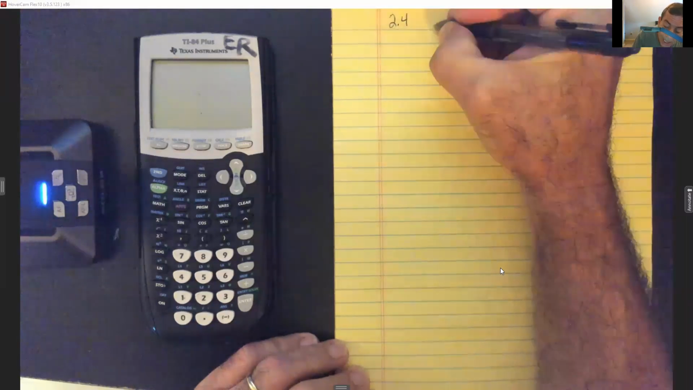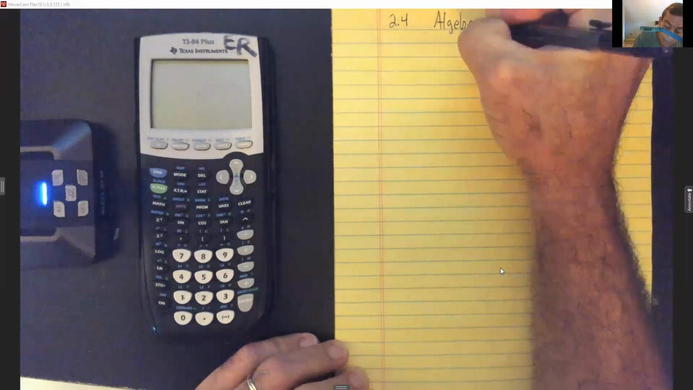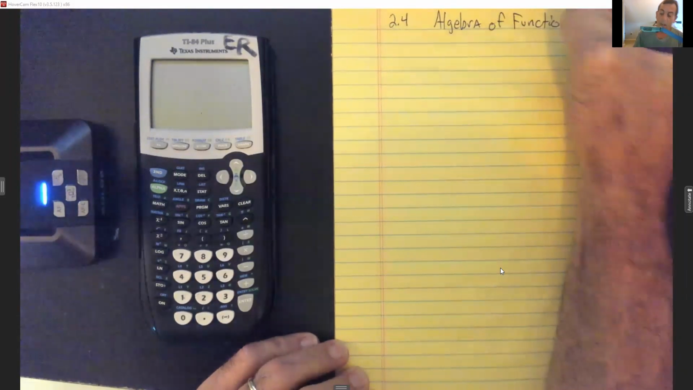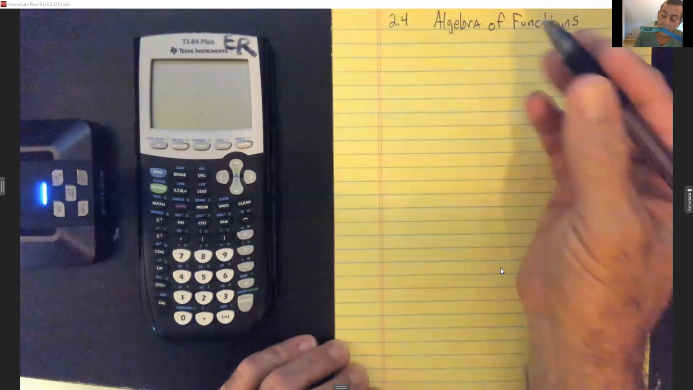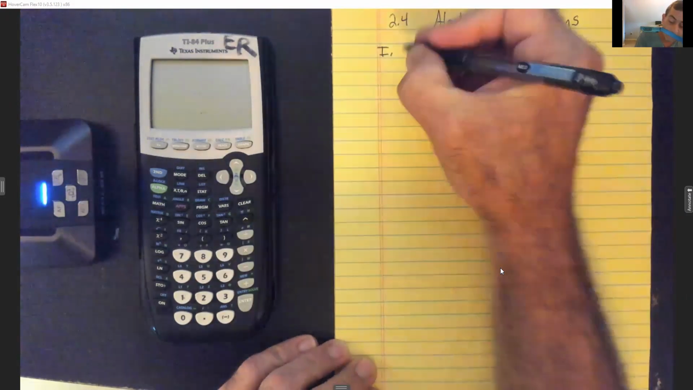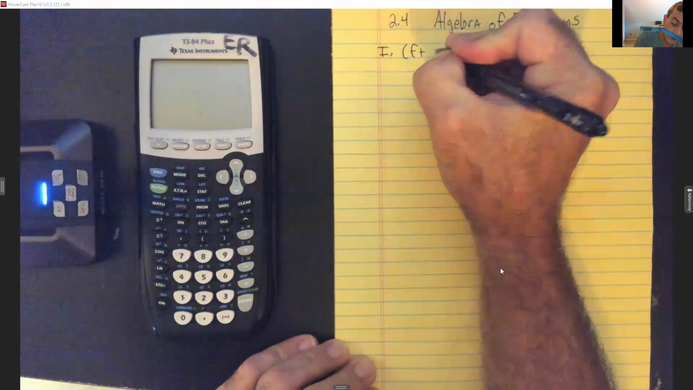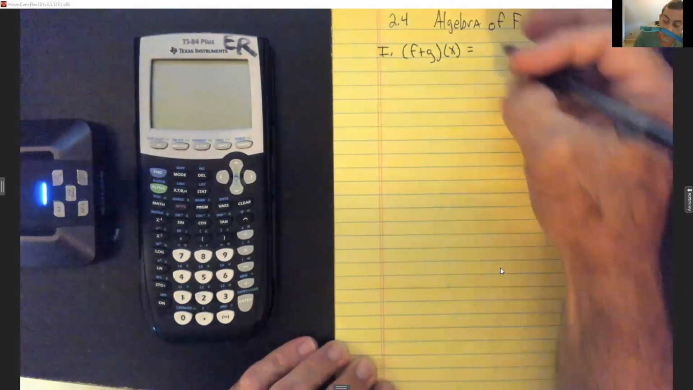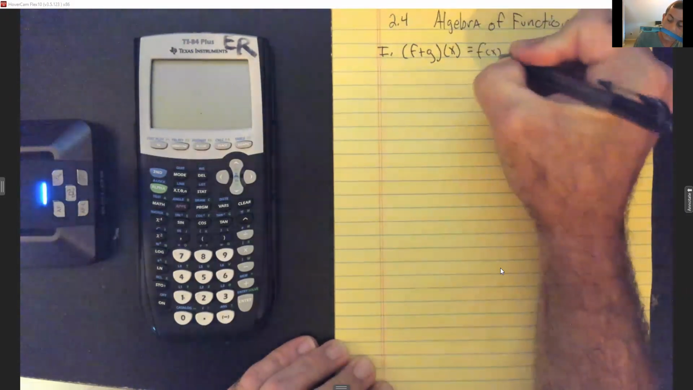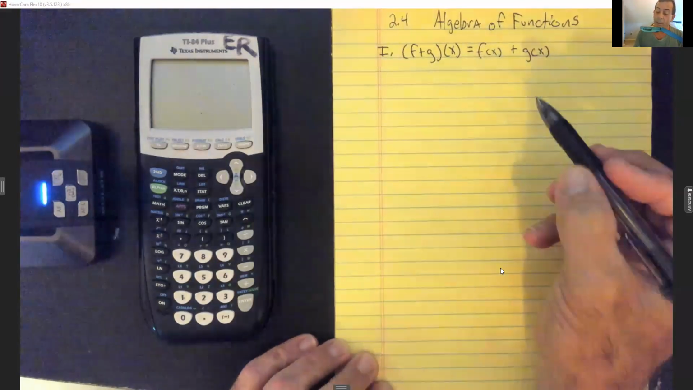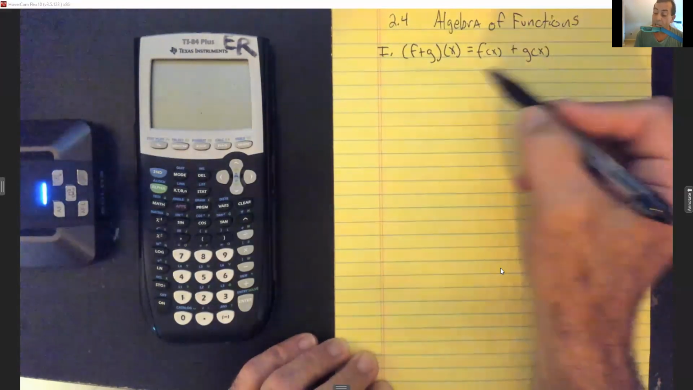All right, so first we're going to cover 2.4, and that deals with the algebra of functions. There are four types of algebra we're going to look at with our functions. Number one, we're going to look at f plus g of x. What that tells me to do is take my f of x function and add that to my g of x function. So basically, you'll take both the functions, add your like terms, and be done.